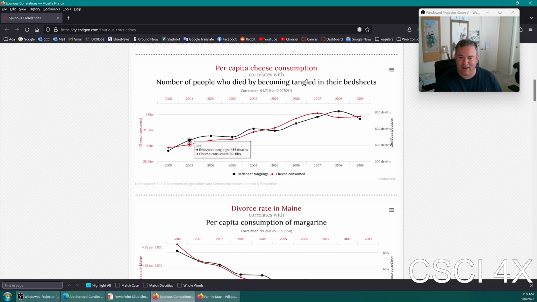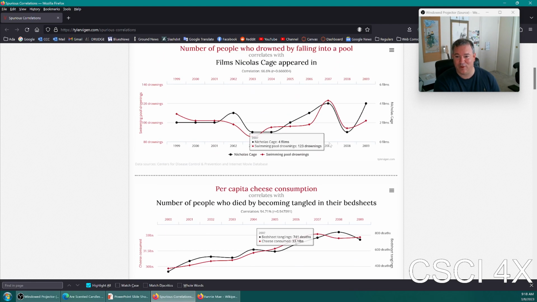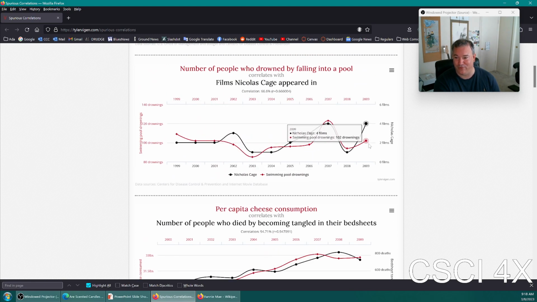So here in red, we have the amount of cheese eaten per year in America. You'd see the per capita consumption has gone up from 30 pounds of cheese to 33 pounds of cheese between the year 2000 and 2007. And then people dying by being tangled in their bed sheets, which is horrifying if you think about that. The number of people that have died by being tangled in their bed sheets has gone up from 327 to 741. That is horrifying. That's more people than drowned by falling into a pool.